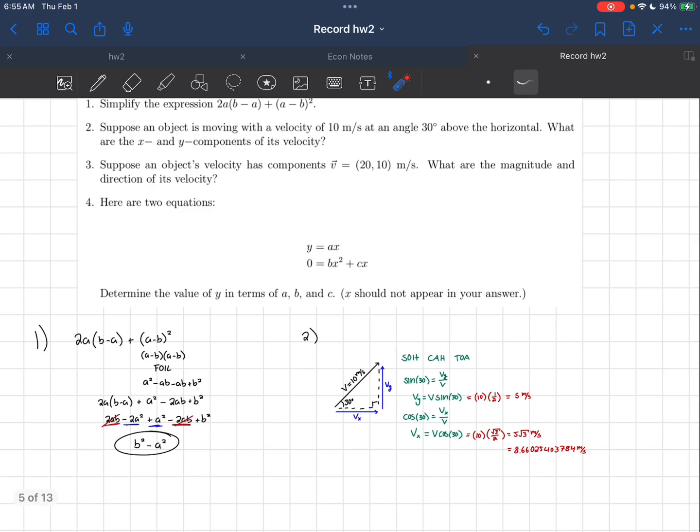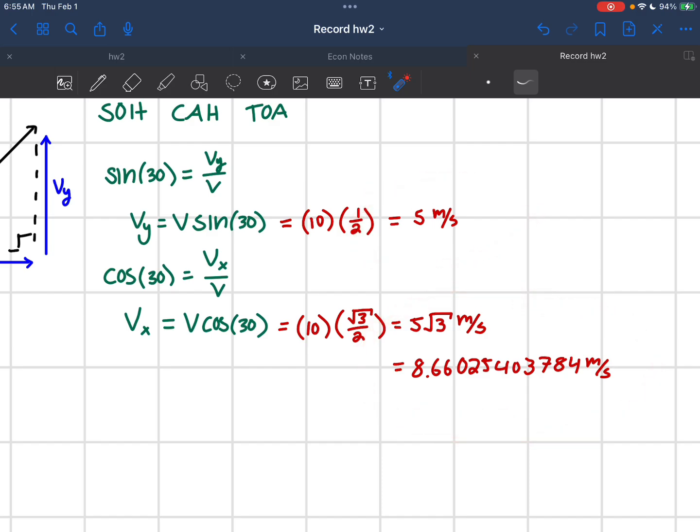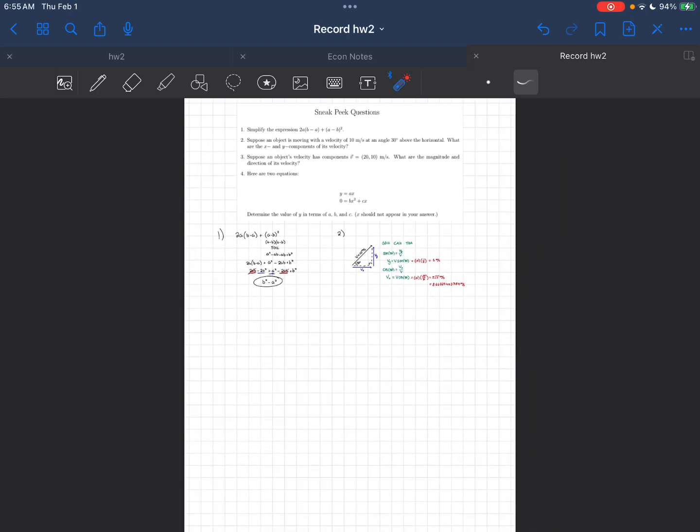So the problem asked me to break my vector into x and y components. Here's my x component, and here's my y component. And again, if I used the other angle, then I would get the exact same result, just instead of sine, it would be cosine of 60 here, and sine of 60 here. It would give the exact same results, though.